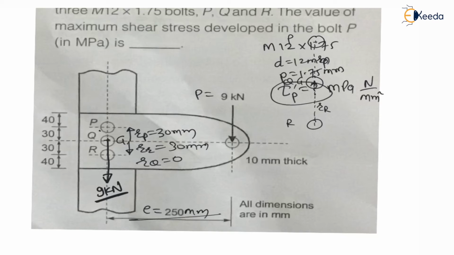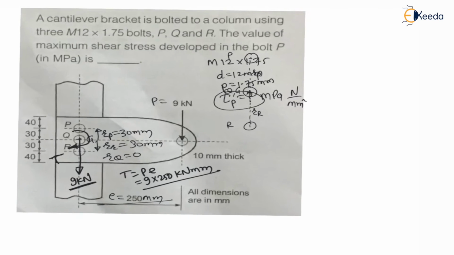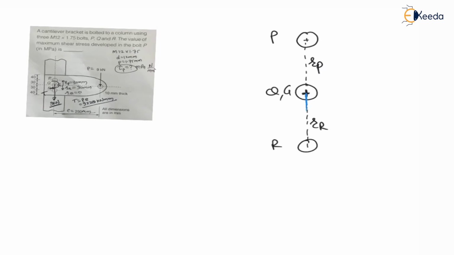Therefore there will be a moment about G which is called torque, and this torque will be equal to P into E, which is nothing but 9 into 250. 9 is in kilonewton, 250 is in mm, kilonewton mm. This is the moment acting at point G, right? Therefore come to the diagram. At G, 9 kilonewton is acting in the vertically downward direction, which is nothing but P equal to 9 kilonewton, right? As well as there is a torque which is acting in clockwise direction. This torque is nothing but 9 into 250 kilonewton mm.